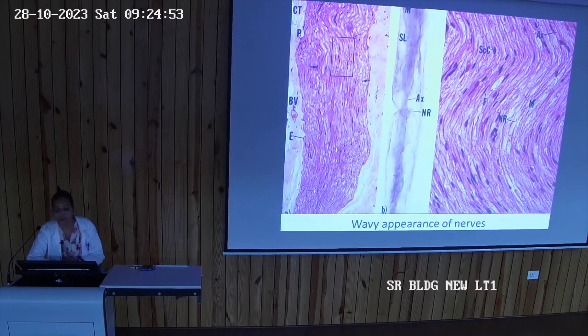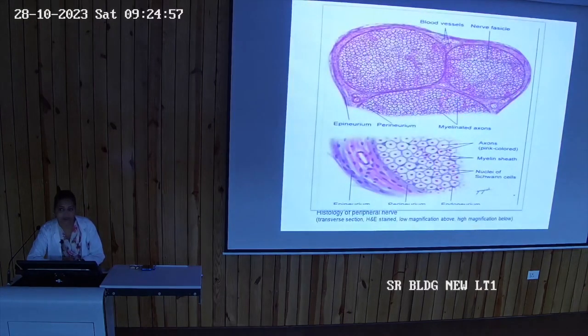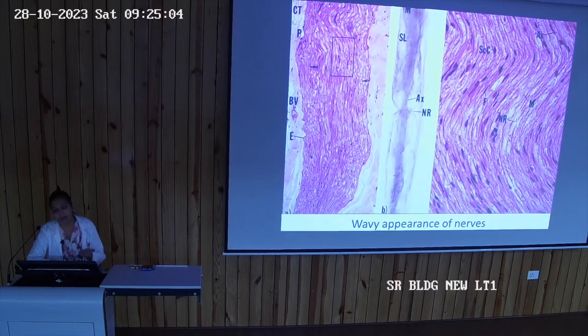So is the picture of the peripheral nerve clear to all of you? Yes, this one is an easy one because you just have to recognize the bundles of the fibers, nothing else. This is wavy, you may get confused with the connective tissue, but it's a continuous wavy picture and you have numerous nuclei present in between, which are Schwann cell nuclei.